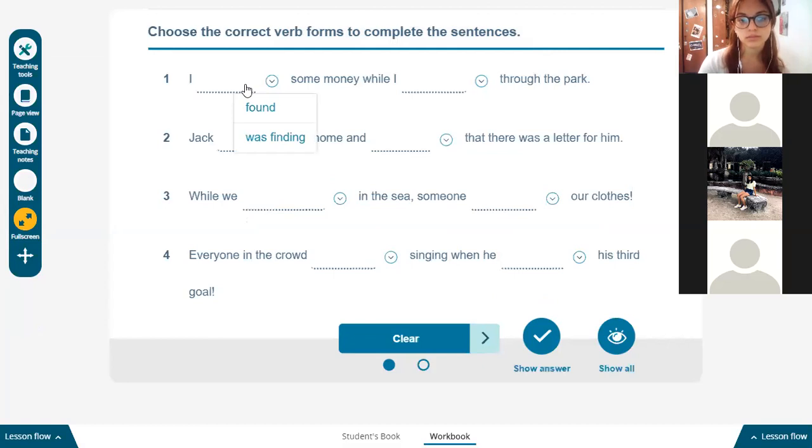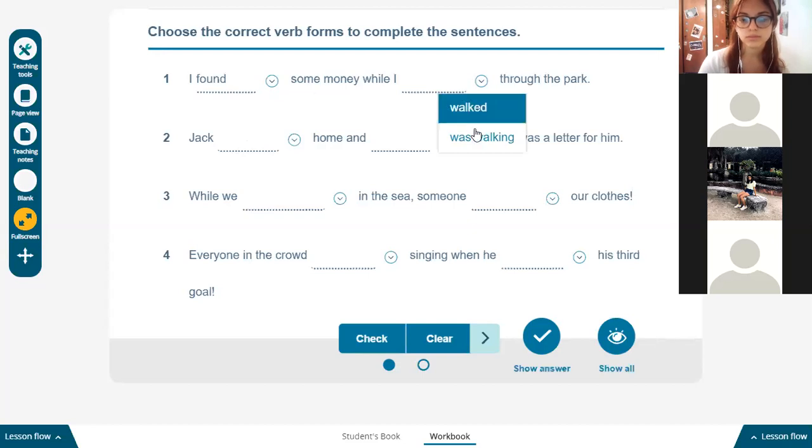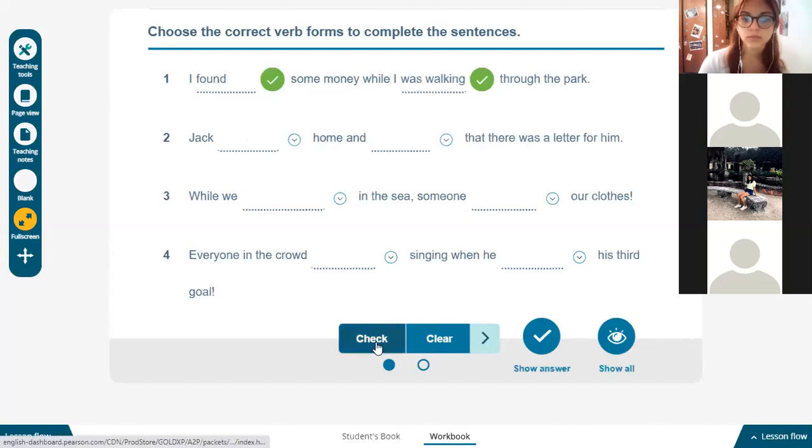I found some money while I was walking through the park. Very good. I found while I was walking. This one is the action that interrupts this one. Very good. Valen.